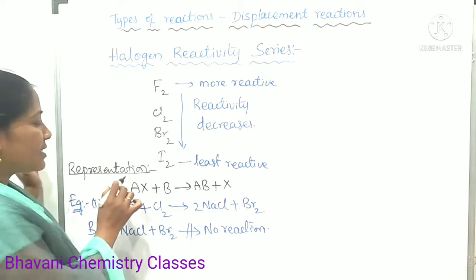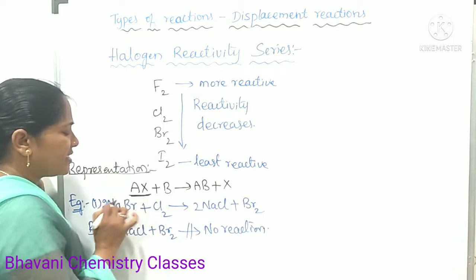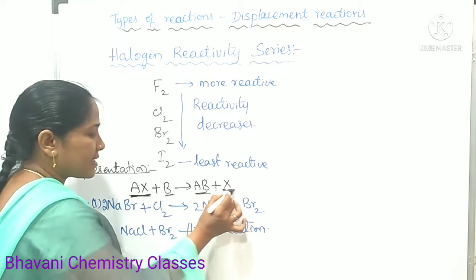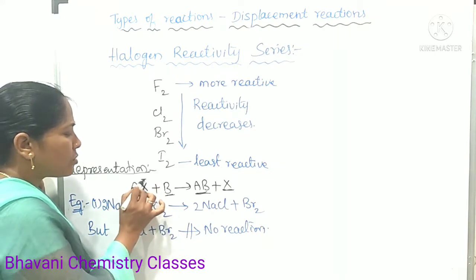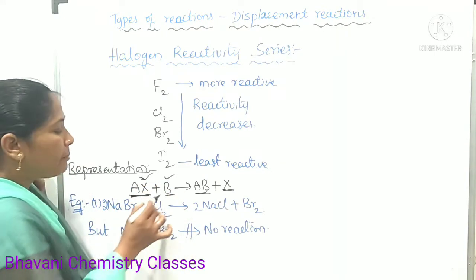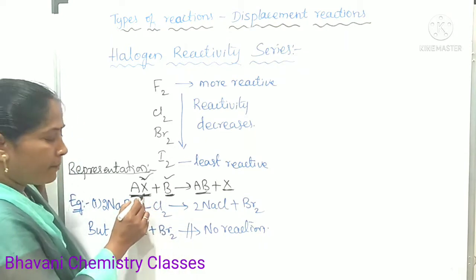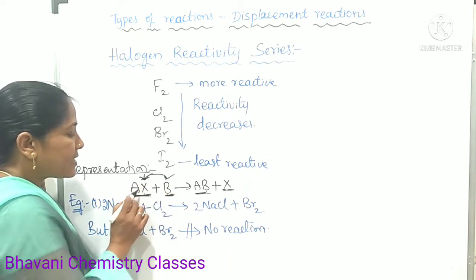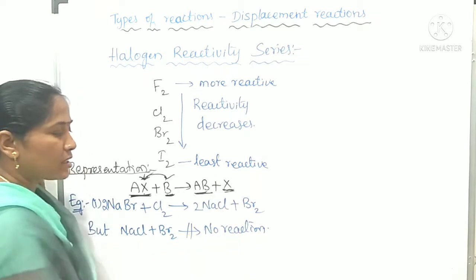How do we represent these reactions? A just representation is AX plus B giving rise to AB plus X. Here both B and X are halogens, but B is a more reactive halogen than X. That is the reason B displaces X, so AB is formed and X is released.